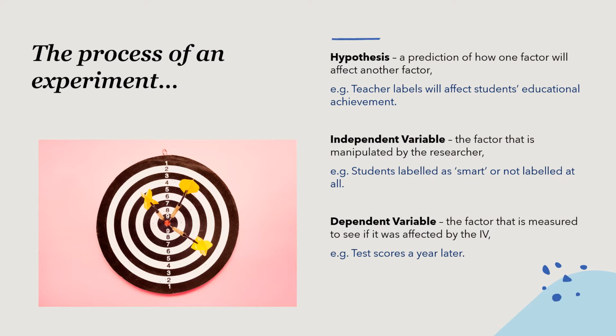The dependent variable is the factor that's being measured to see if it's been affected by the IV. So the DV needs to see whether it's been affected by the IV. In this example, what we've got is the test scores a year later, based on whether or not they were labeled, would tell us whether there's a relationship between those two. So that's the thing we're measuring, not the thing we're changing.